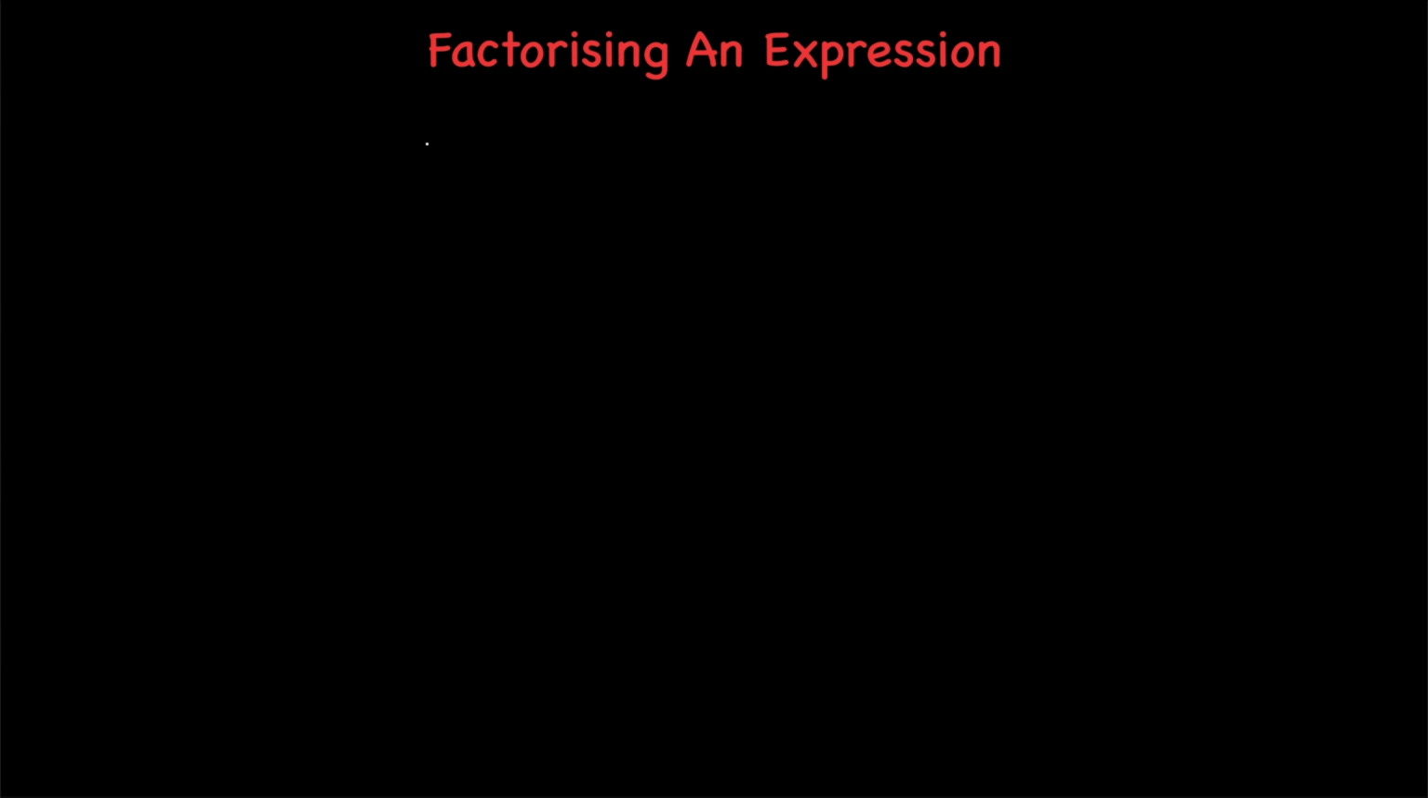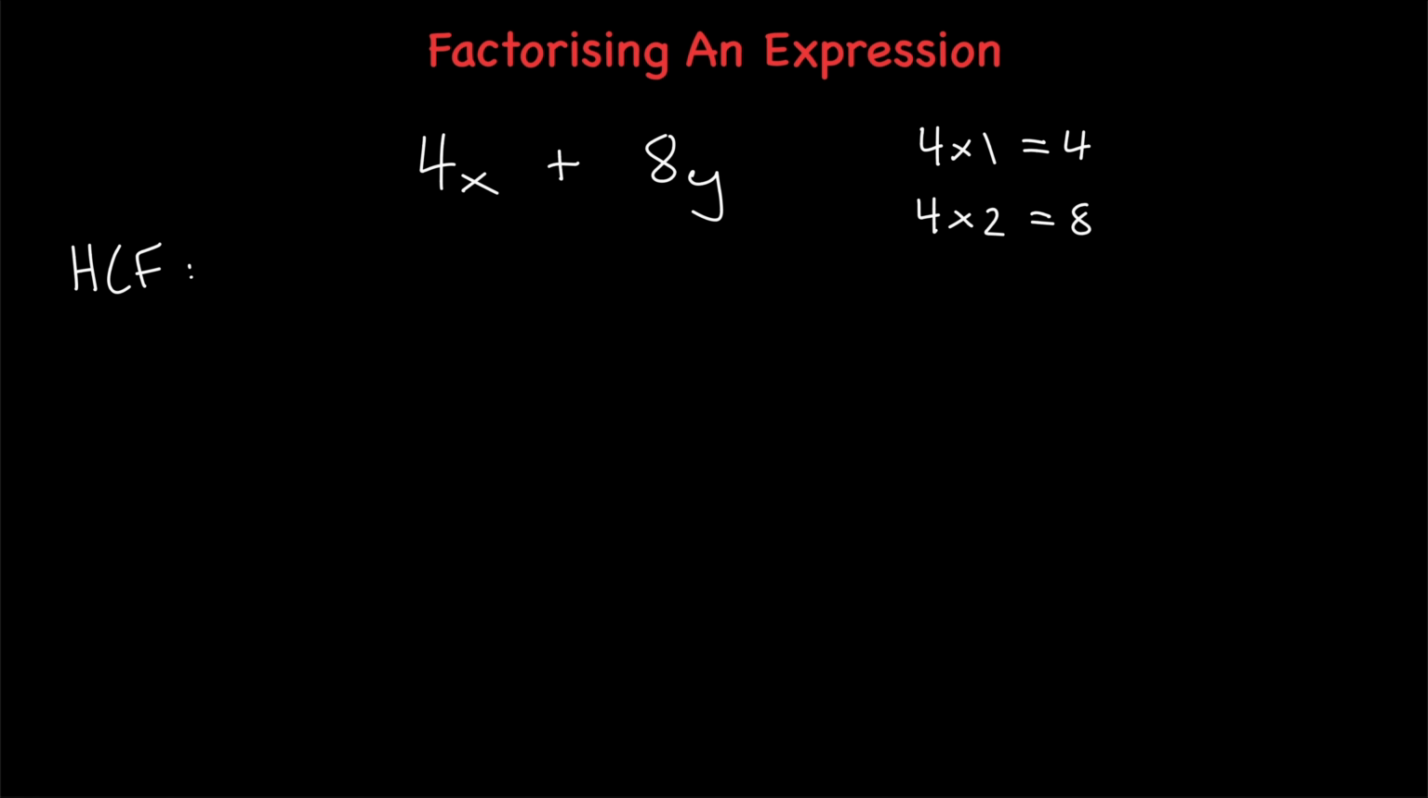Now for our next example, we have factorize 4x plus 8y. And we have 2 different variables, but that doesn't matter for factorizing. We just look at the numbers, at the coefficients next to the terms. So as we did previously, the highest common factor of both of these terms, of 4 and 8, is 4. 4 times 1 equals 4, and 4 times 2 equals 8. So because we can use the number 4 multiplied by another number to get both of the terms inside this expression, it's our highest common factor.